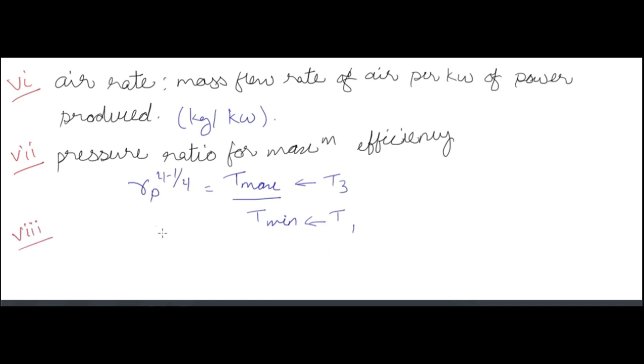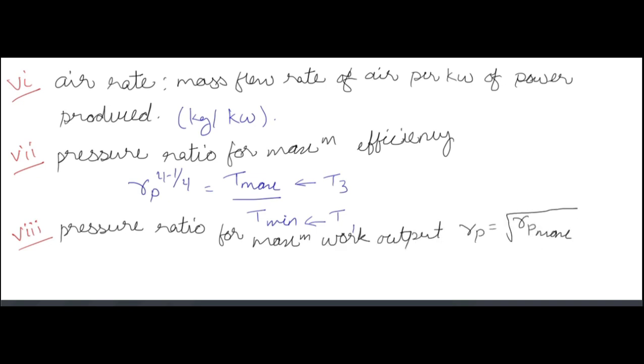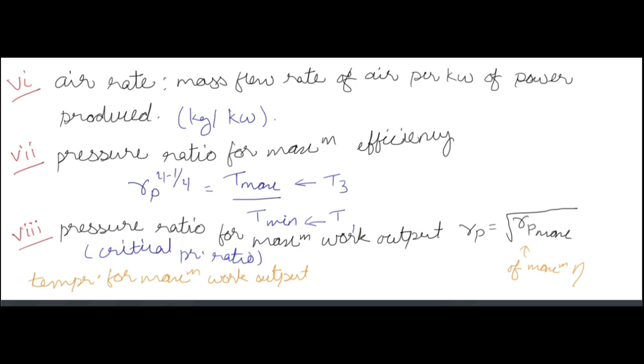Now the pressure ratio for maximum work output. It's just the square root of Rp max, the Rp max that you got for the maximum efficiency. This is also known as the critical pressure ratio; the pressure ratio that you get for the maximum work output is also called the critical pressure ratio. Now the temperature for maximum work output is equal to the square root of T1 into T3, the geometric mean of T1 and T3.